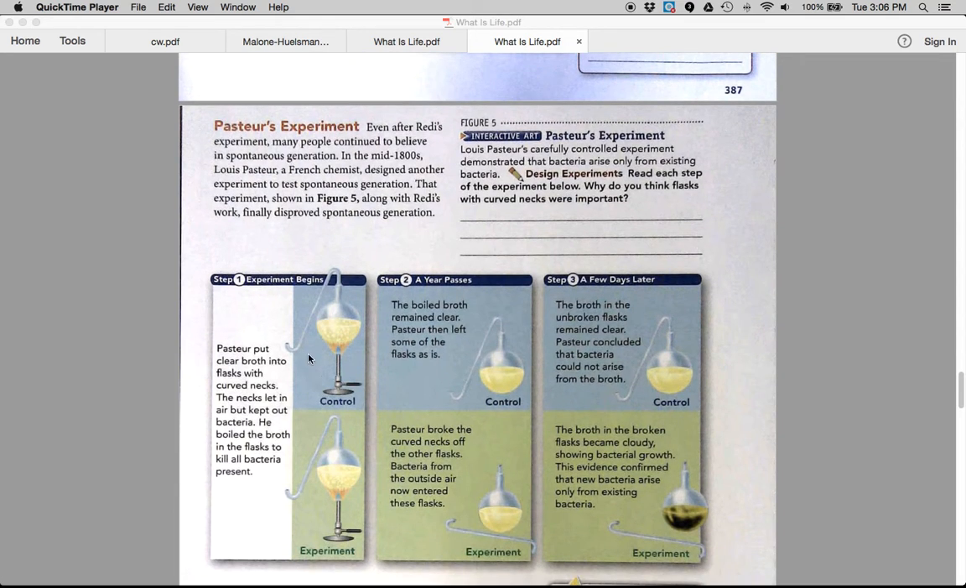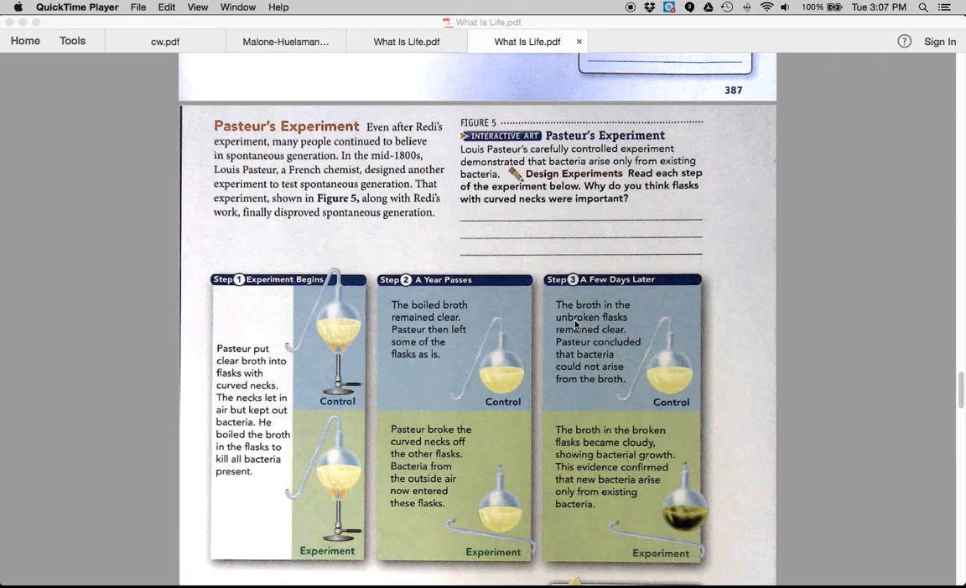Step 1, experiment begins. Pasteur put clear broth into flasks with curved necks. The necks let in air but kept out bacteria. He boiled the broth in the flask to kill all bacteria present. Step 2. The boiled broth remained clear. Pasteur then left some of the flasks as is. Pasteur broke the curved neck of the other flask. Bacteria from the outside air now entered these flasks.